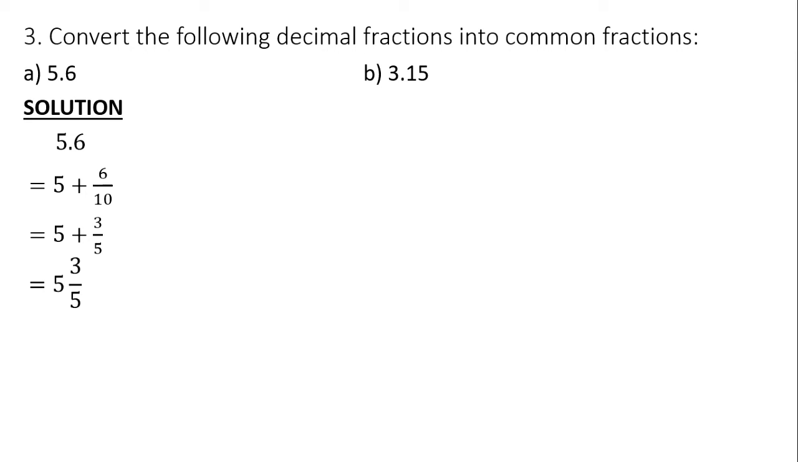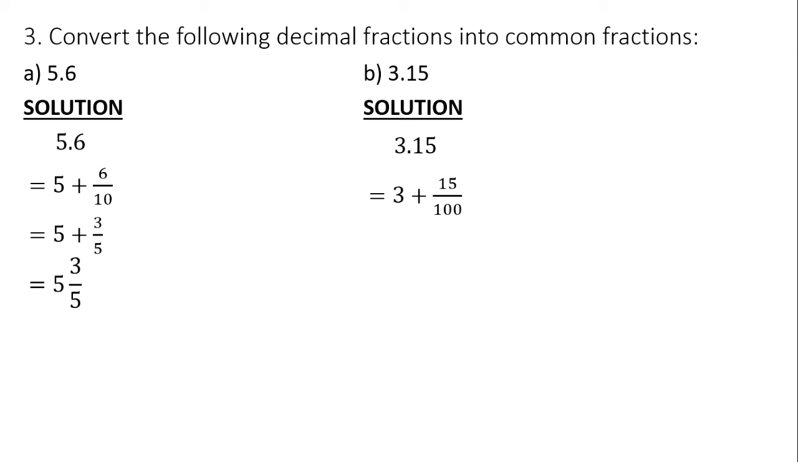Convert 3.15 into a common fraction. That 3 is a whole number. 1 is a tenth. 5 is a hundredth. So 0.15 is the same as 15 over 100, since the place value of that 5 is a hundredth, meaning denominator 100. So we'll have 3 plus 15 over 100.